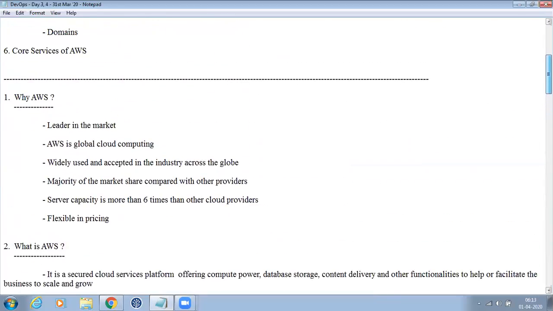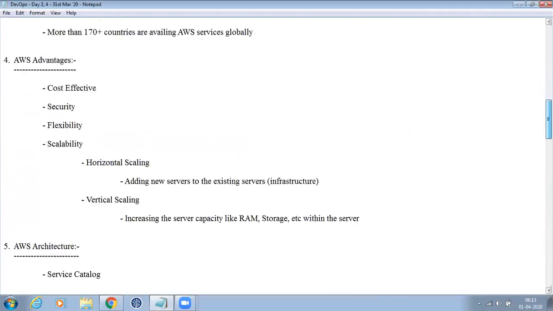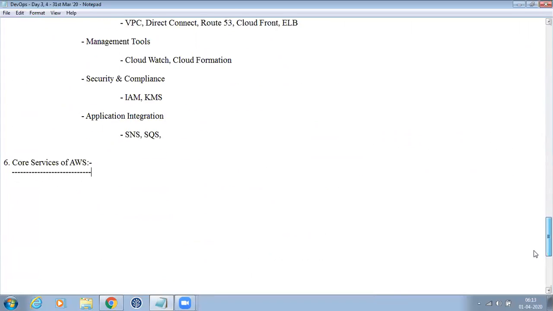Okay. I'm seeing the numbering, whether it was properly given. Okay.